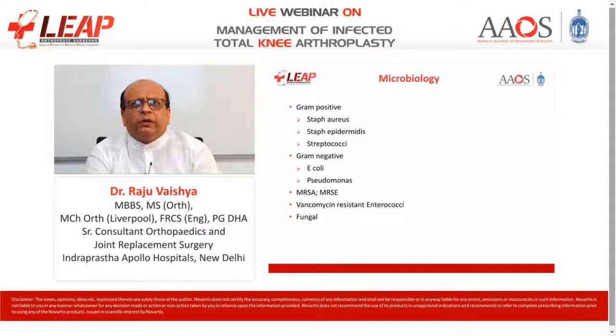The microorganisms which are commonly involved in causing periprosthetic infection after total knee arthroplasty include gram-positive, gram-negative, and other bacteria. Amongst gram-positive organisms, Staph aureus remains on the top of the list, followed by Staph epidermidis and streptococci. In gram-negative infections, especially in patients with chronic urinary tract infection or lower immunity, E. coli and Pseudomonas are more commonly seen these days.